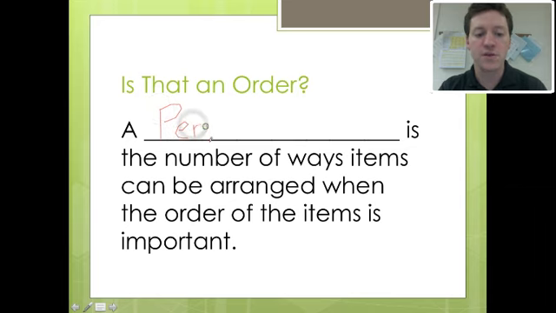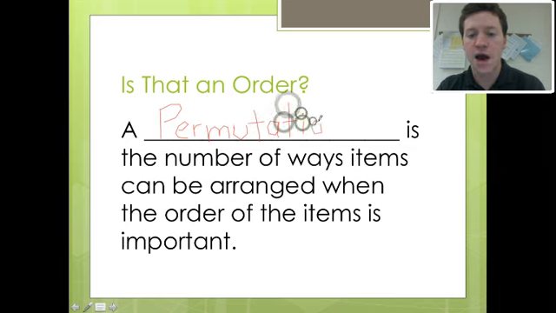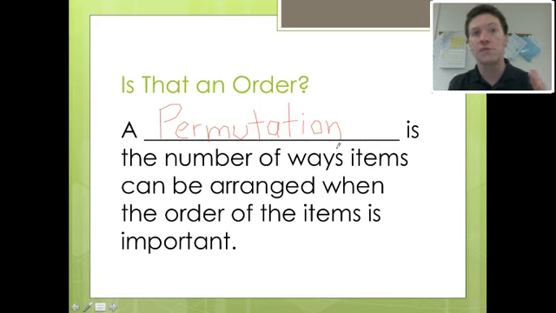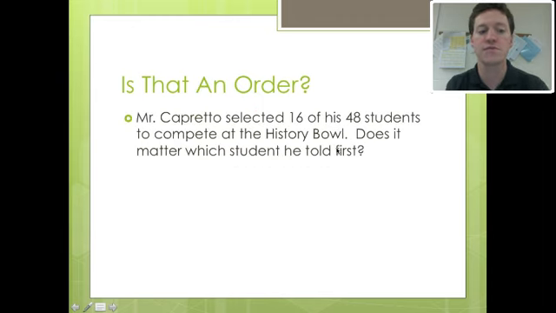A permutation is the number of ways items can be arranged when the order of the items is important. So how many ways could these runners finish? Well, that matters what order they finish in, because obviously it's important to finish first versus last. So permutation is our first vocab word. That's when the order is important.